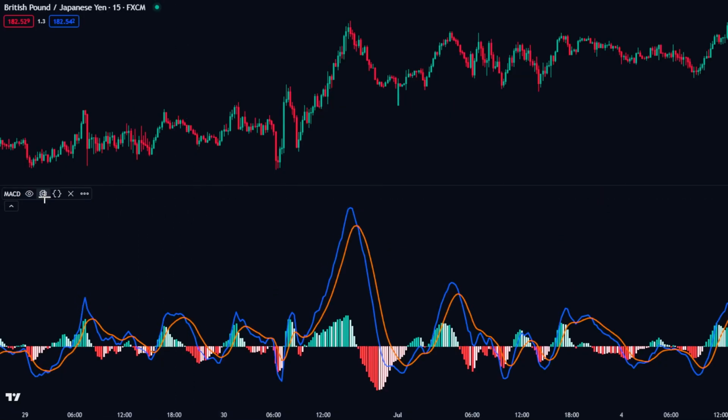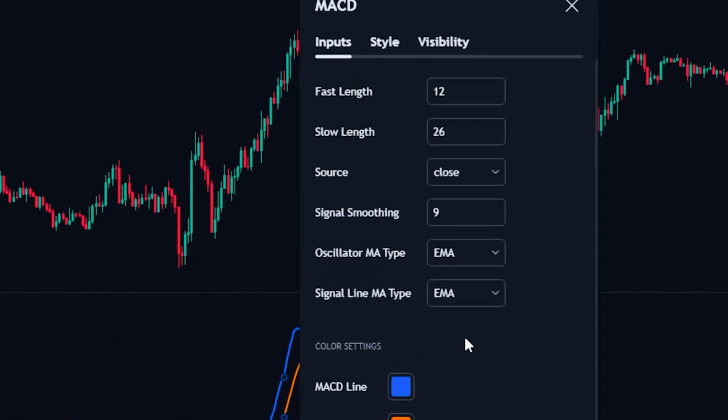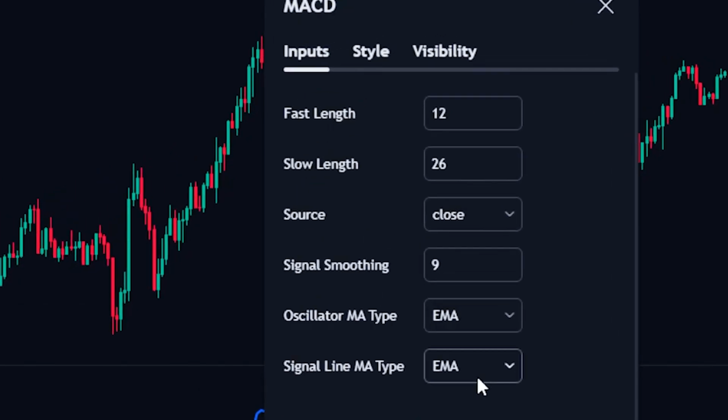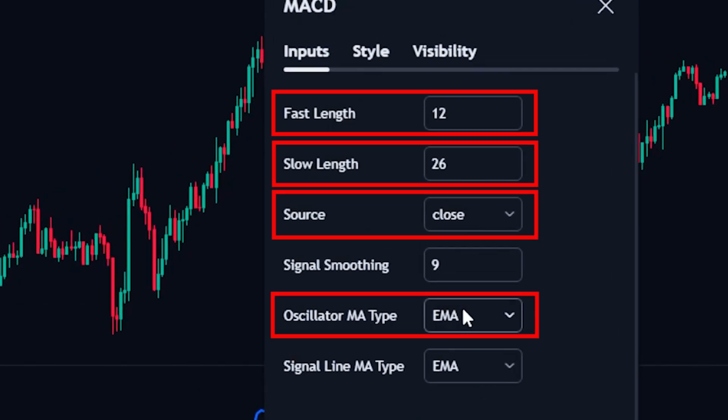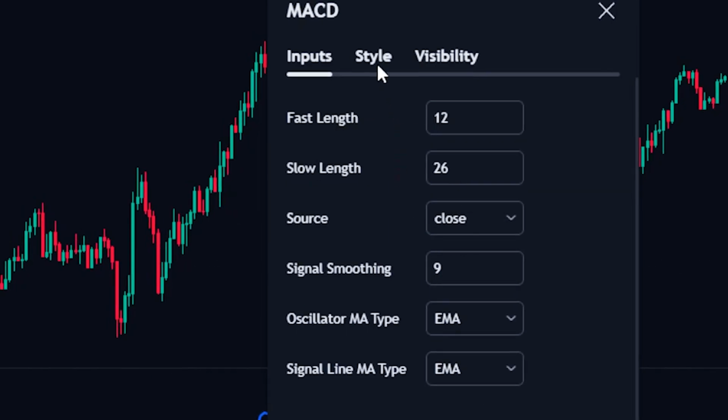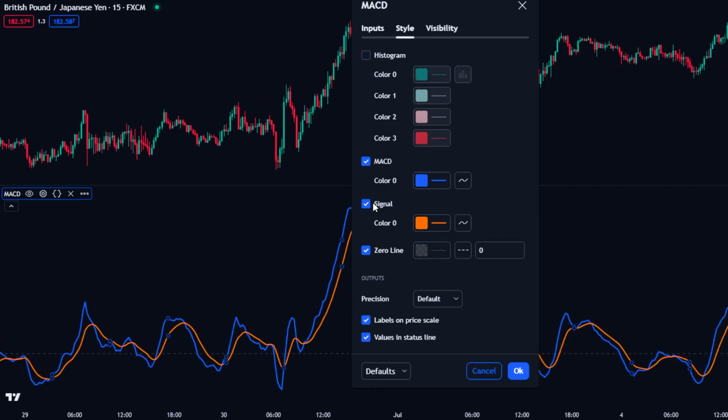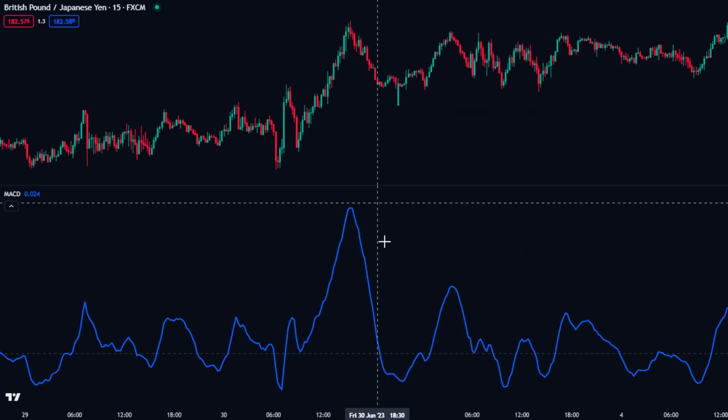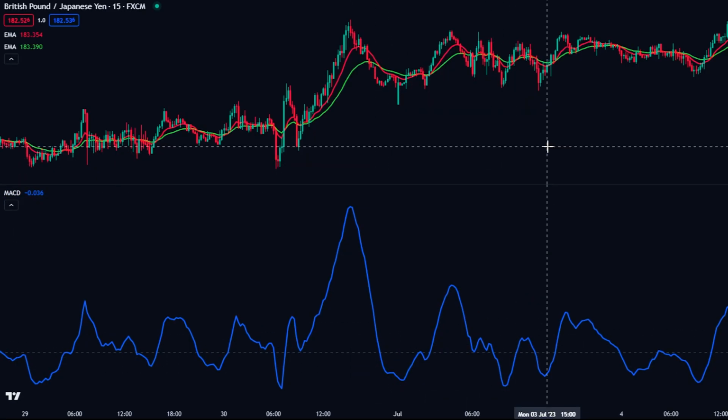Now, if we look inside the inputs panel, we can see the default settings for MACD calculation. The fast length, slow length, source, and oscillator MA type are the fields which influence the MACD line calculation. Now, if we take out the histograms and the signal line, then the remaining blue line is the actual MACD line. The MACD line by default is calculated based on 2 EMAs or exponential moving averages.